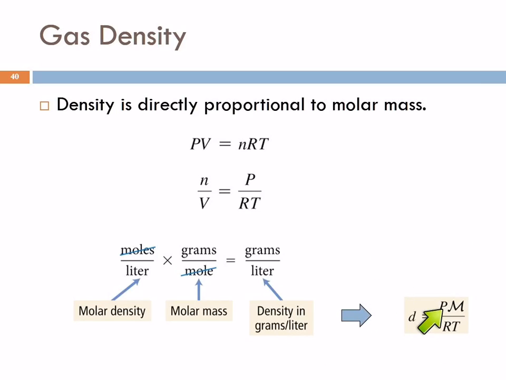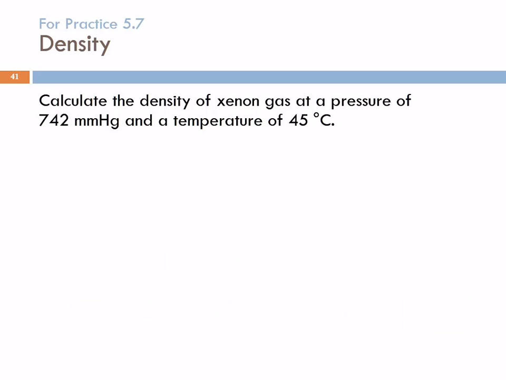The density is equal to the pressure times the molar mass divided by RT. If you want to remember that, that's great. I can't remember it. I just figure it out. I'll show you how I do that. Let's do this one. Calculate the density of xenon gas at a pressure of 742 millimeters of mercury and a temperature of 45 degrees Celsius.